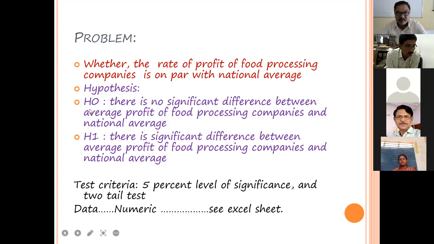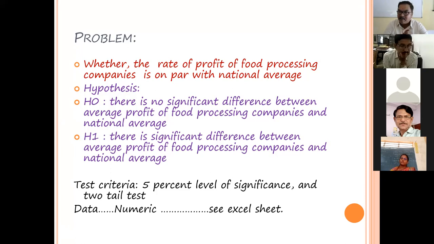How do I construct the hypothesis? There is no significant difference between the average profit of food processing companies and the national average. Here the main thing is there is no significant difference, meaning I am going to conduct the mean difference test. Mean of what? One is the population, the national average, and the food processing companies are the sample. So I have only one sample group.